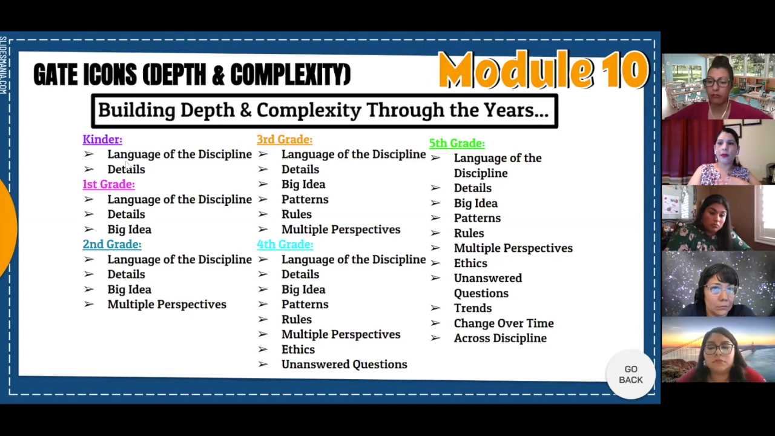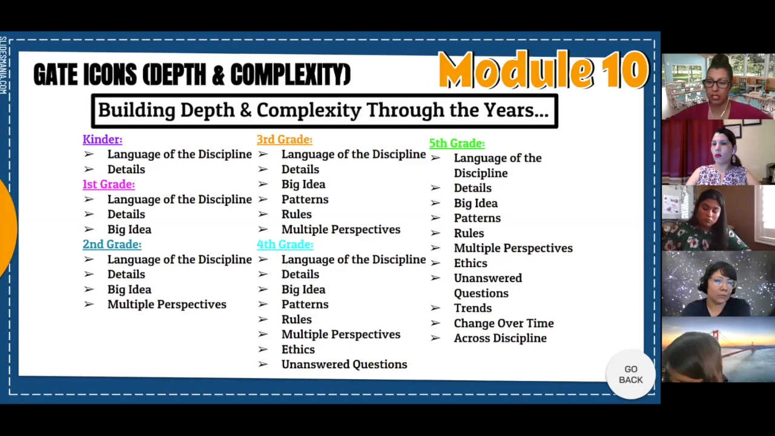We really try to focus on them with our students, so that when they get to first grade, we're adding the big idea. Not only are they used to seeing the language of the discipline and details, but now first grade is going to introduce a new one, which would be the big idea. But again, it may not be introduced in first grade. They may have seen it in kinder. It's just a guide to help each teacher at each grade level get an idea of what mostly was covered during the previous year.